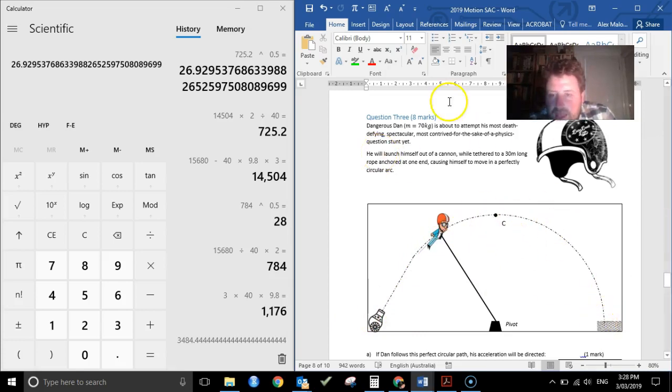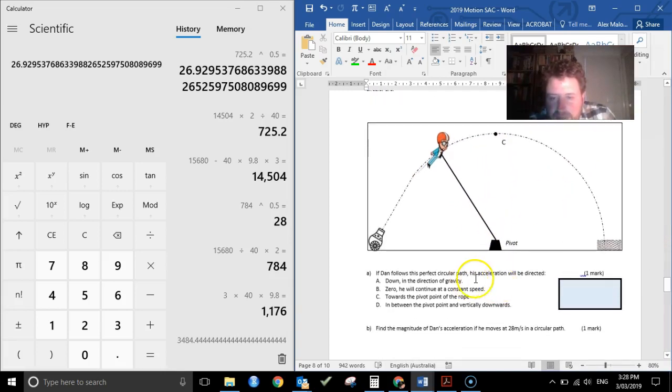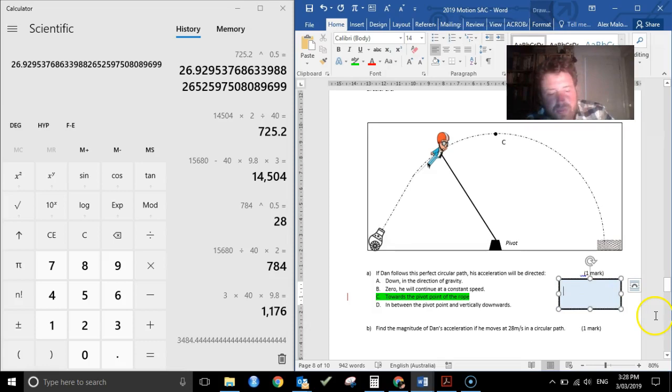So that's good. Here's a 30-meter long rope on him. So that length there is 30 meters, and so it's every length along there. Okay. If Dan follows a perfectly circular path, the acceleration will be directed... well, if he's in circular motion, we don't need to read anything else. We know that the acceleration is always towards the center of the motion. So the pivot is, of course, the place where the motion is centered. It doesn't matter what point we're talking about, it's towards the pivot of the rope.